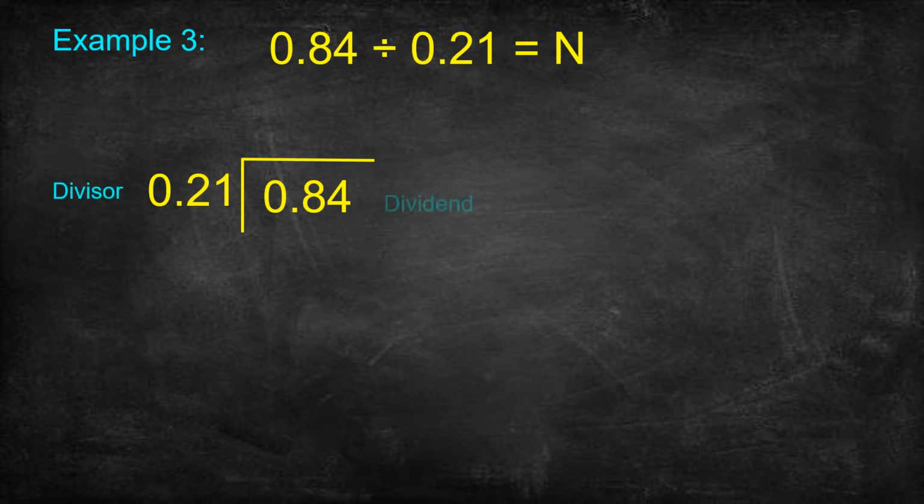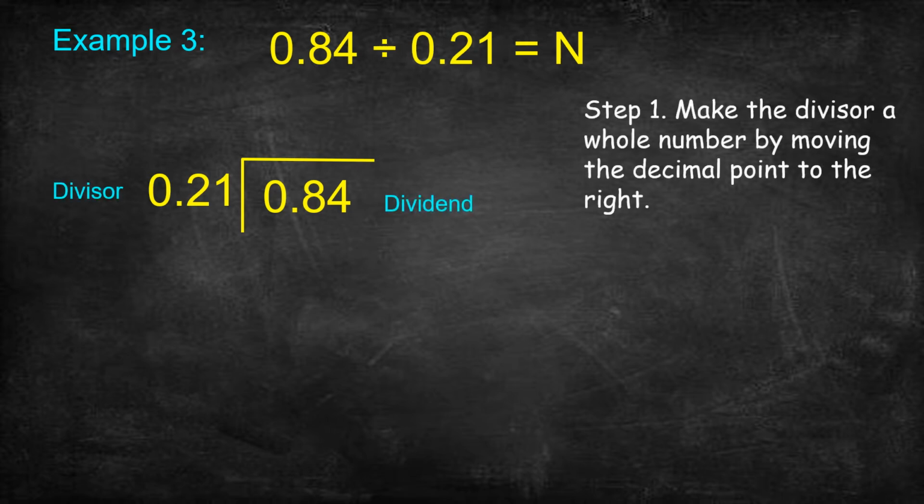So step 1 again, make the divisor a whole number by moving the decimal point to the right. So our divisor is a decimal. So pwede natin siyang gawing whole number. So move lang natin yung decimal point niya ng 2 beses papunta sa kanan to make it a whole number. So kapag minove natin siya ng 2 beses, ang magiging whole number na nito is 21.